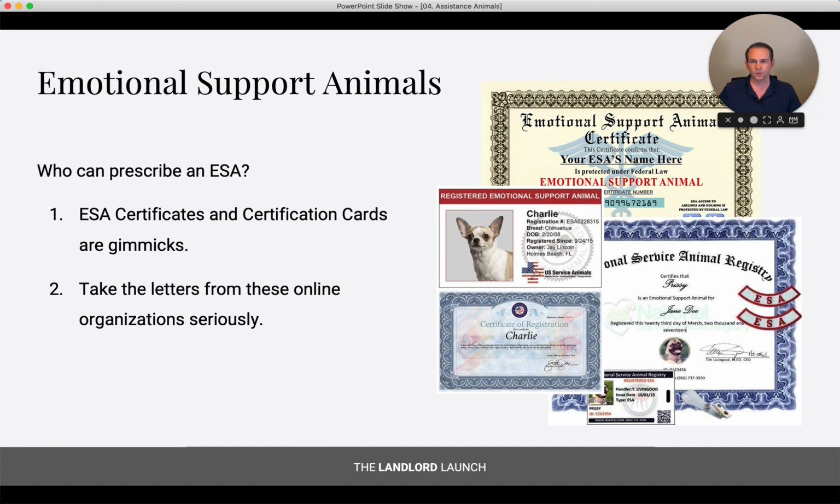They have a license number. They meet all of those qualifications. That is a little different than the registration cards and the certificates. So again, if you see the letter, take it serious. It doesn't mean that you can't verify the letter. It doesn't mean that you can't make sure it's legitimate. It doesn't mean you can't look up the license number and make sure it's a legitimate organization. But if it is, accept it and move on.